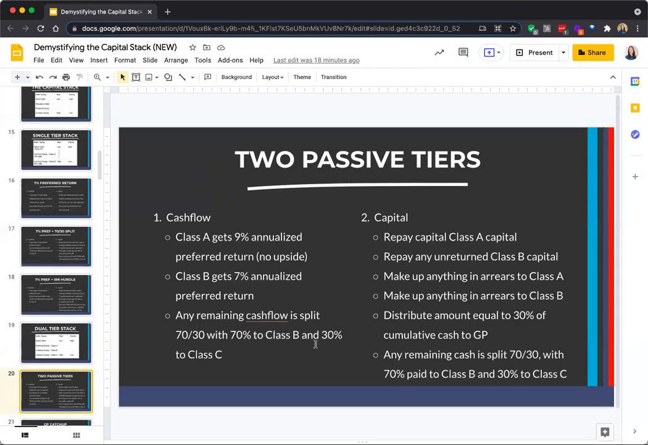Now, the payback is very similar to that 7-pref single tier stack I was showing you. We would repay any capital to Class A, repay any return capital to Class B, make up anything in arrears in the pref to Class A and Class B in that order. And then we would do a GP catch-up up to 30% cumulative cash, and then split everything 70-30 with 70% paid to Class B and 30% paid to Class C.